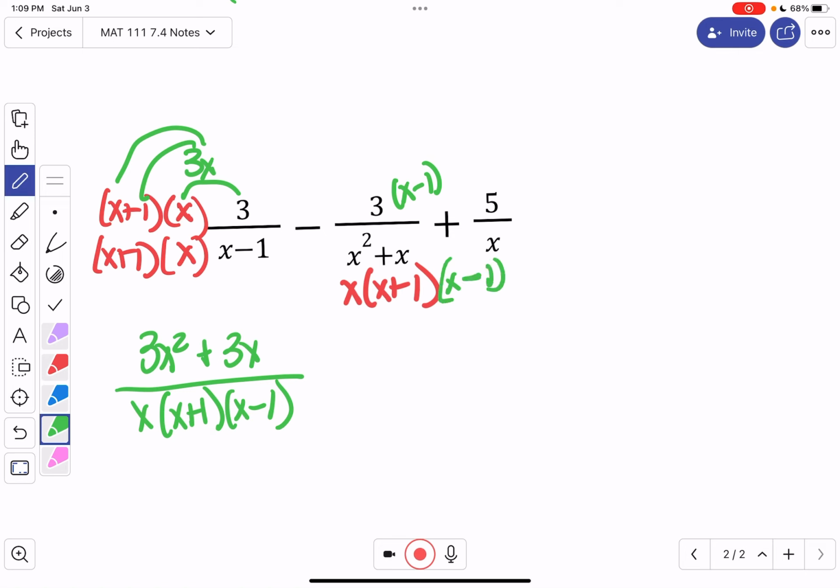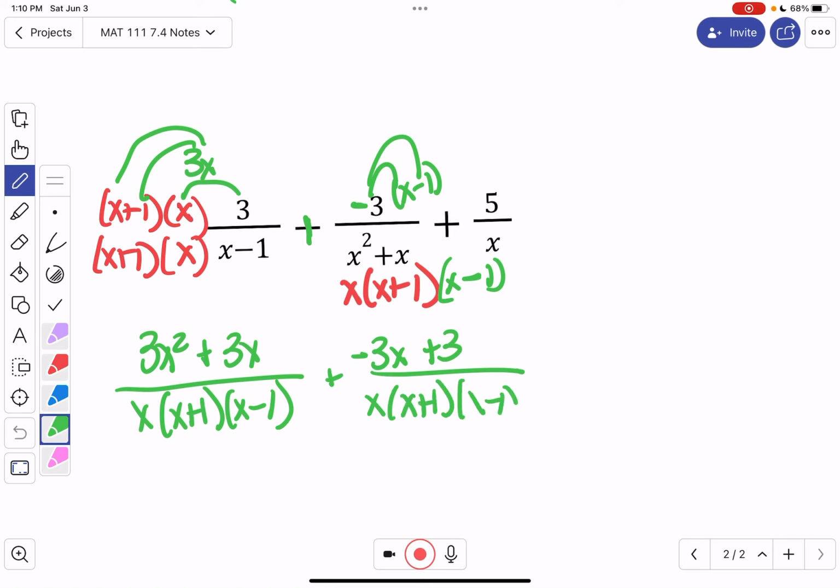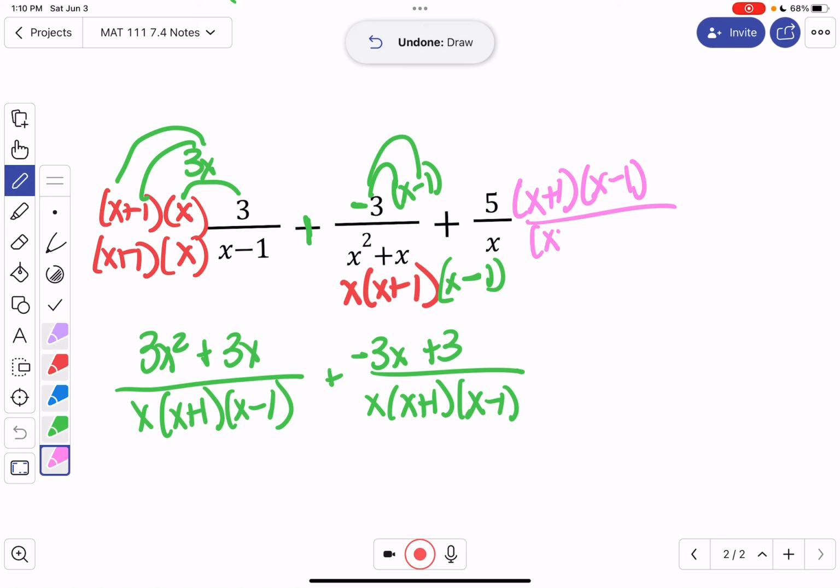Minus. So I distribute the 3, but here if I change my plus to a negative, I'm really distributing a negative 3. So negative 3 times x is negative 3x. Negative 3 times negative 1 is positive 3. The bottom stays the same, x minus 1, okay. And then the last one, we have the x, but we need an x plus 1 and an x minus 1 to make this have a common denominator.